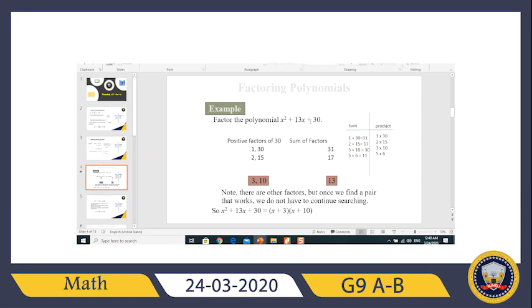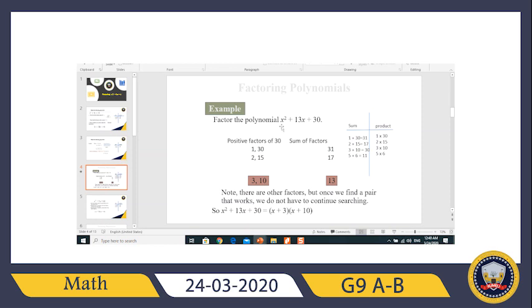So as long as the third term has the positive sign, the two brackets will take the same sign of the middle term. I mean, as long as the last term has a plus sign or positive sign, I will write in each bracket the same sign of the middle term. So rule number one, first thing I should do, I will open two brackets.